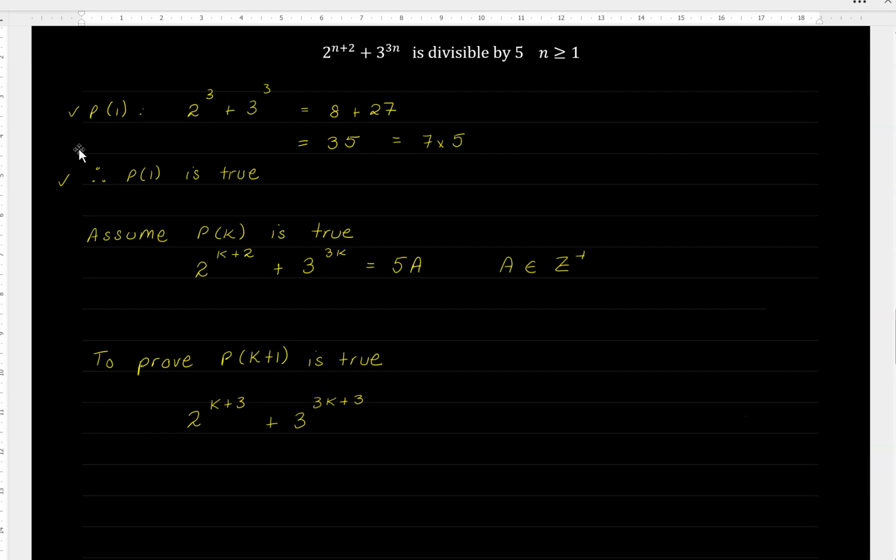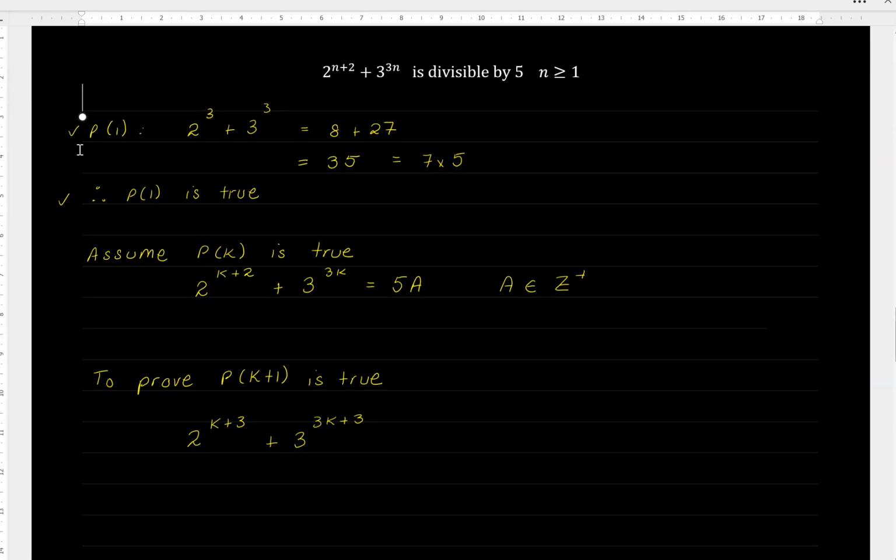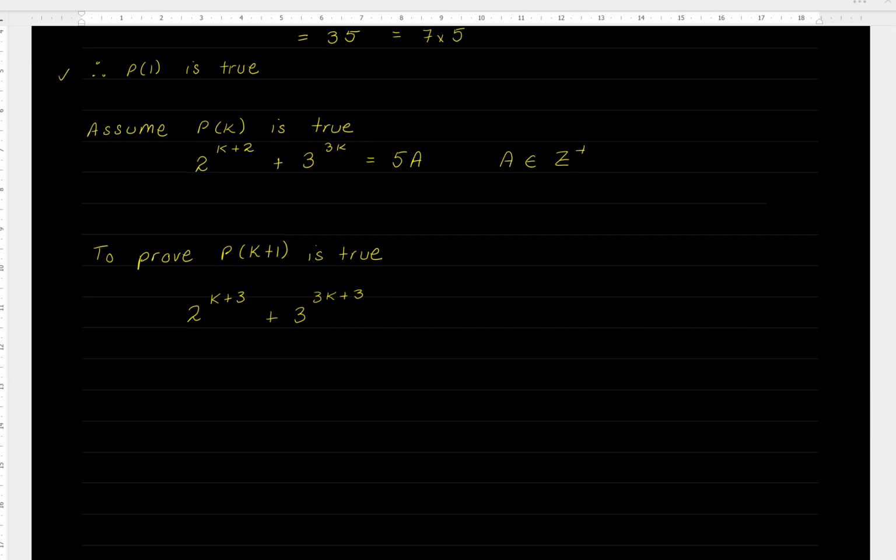Okay, here we go. We now want to prove pk plus 1 is true. So I've put k plus 1 wherever n is. So k plus 1 plus 2 gives me the k plus 3, and 3 times k plus 1 gives me 3 to the k plus 3. All right, so I'm going to try and separate these. I'm going to keep my 2 to the k plus 3 for now.